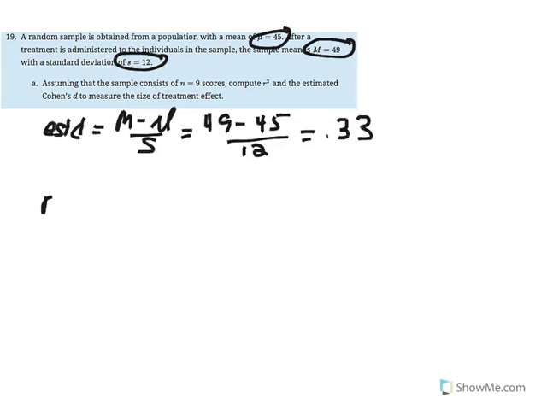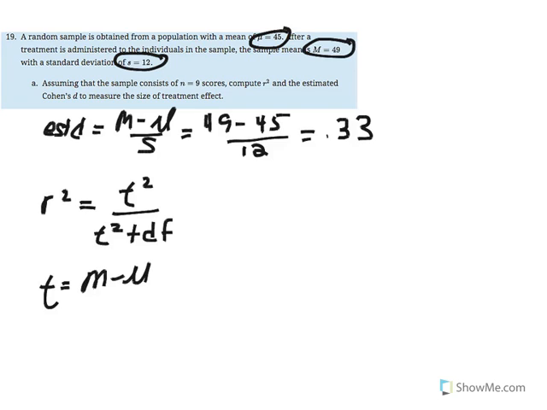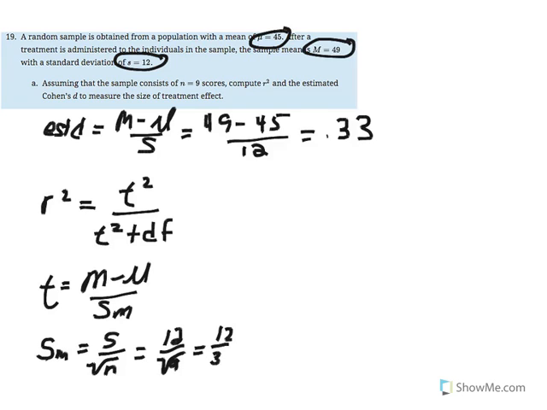All right, for R squared, our equation is our t statistic squared over t statistic squared plus our degrees of freedom. We're going to need to calculate our t. Our t is equal to our mean difference over our estimated standard error. And we're going to need the estimated standard error, which is equal to s, our sample standard deviation, over the square root of n. So this would equal 12 over the square root of 9. So 12 over 3 gives us 4. All right, so now we can calculate our t value. So 49 minus 45 is 4, divided by 4, and we get 1.